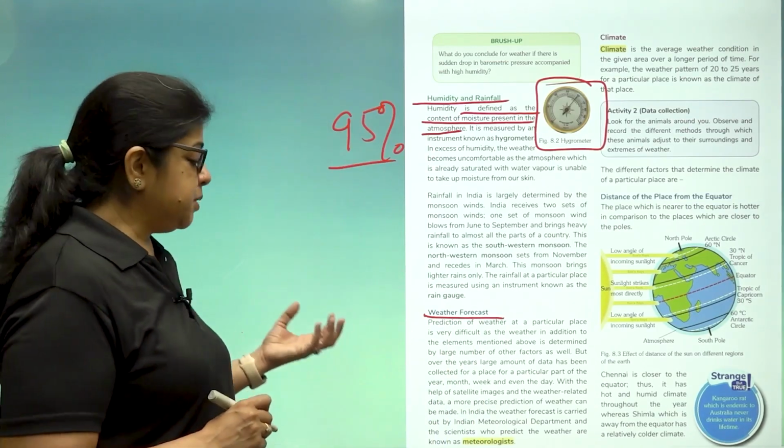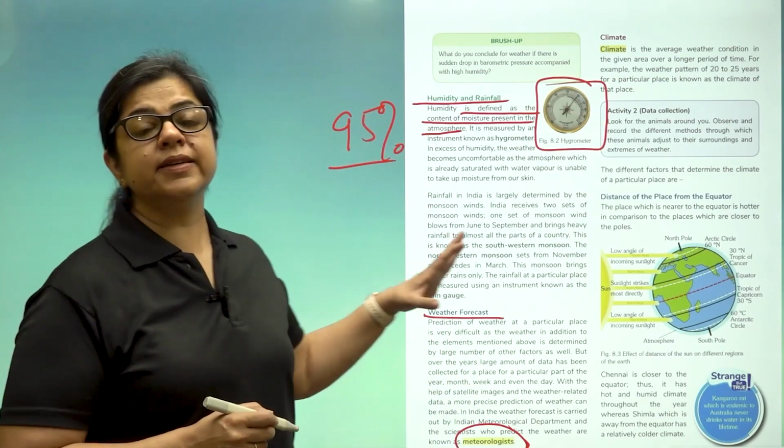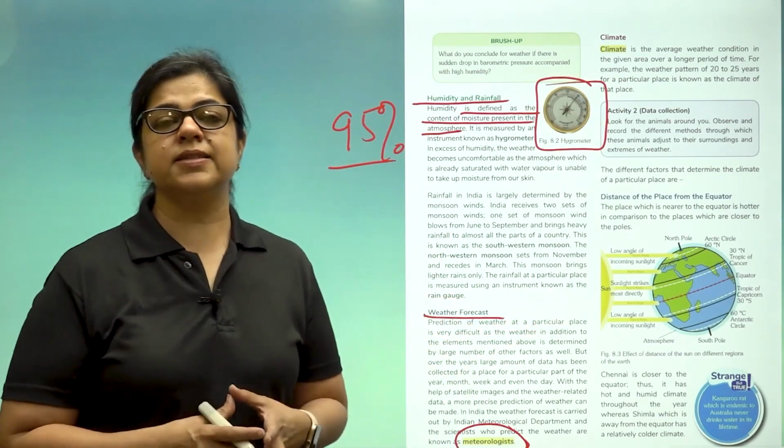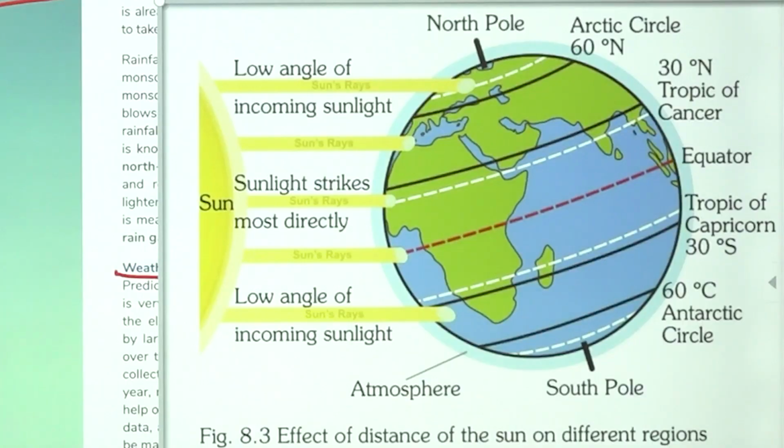We know that a meteorologist is the one who predicts the weather. What are the conditions based on which the weather is predicted? Let us understand from this diagram. The climate of a place is the average weather condition. The first factor that determines the climate of a particular place is the distance of the place from the equator. If you look at the picture carefully, you will understand that the place which is nearer to the equator is hotter in comparison to places which are closer to the poles.